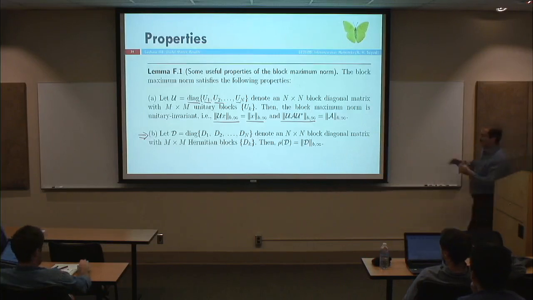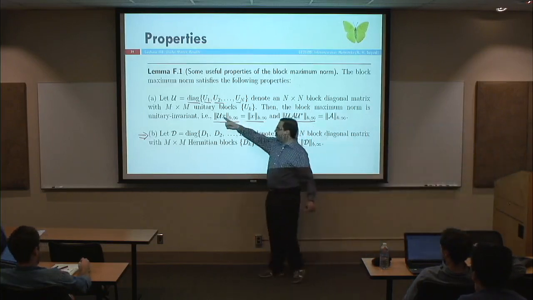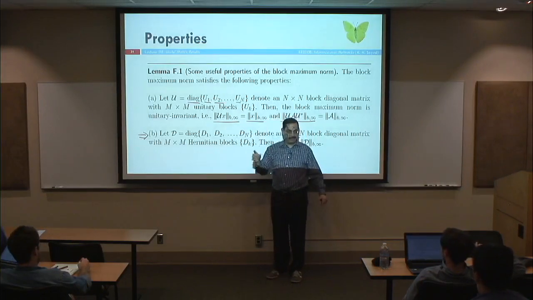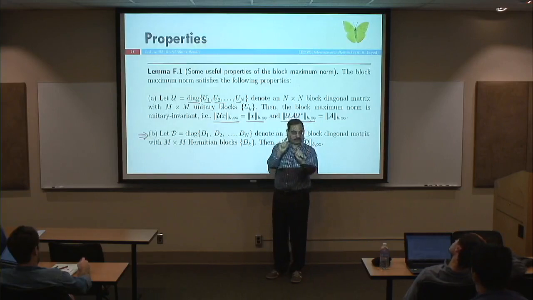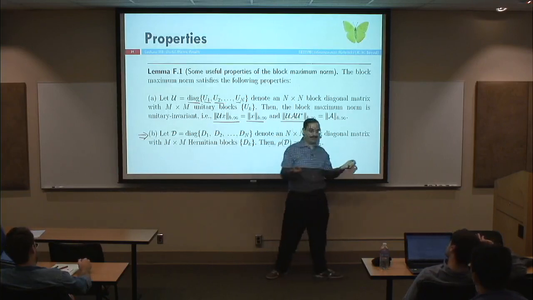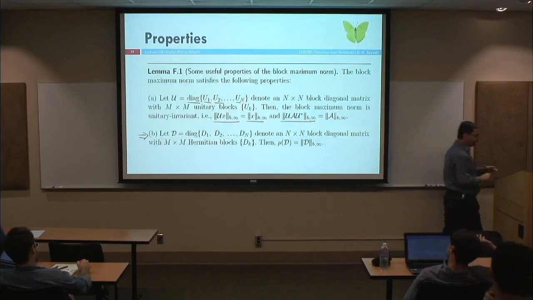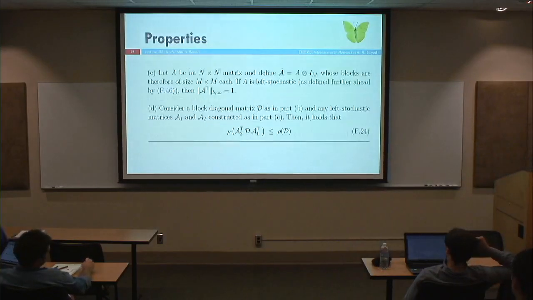It makes sense, right? If you take a block vector and multiply it by a block diagonal matrix with U's, each subblock is multiplied by the corresponding U. So the 2 norm of each subblock is not changed because it's being multiplied by a unitary matrix. So it makes sense. Now, the property which is very useful for us, before that, let me mention property C.